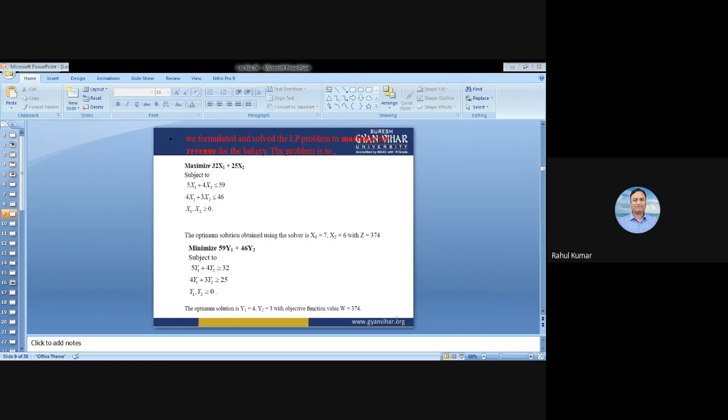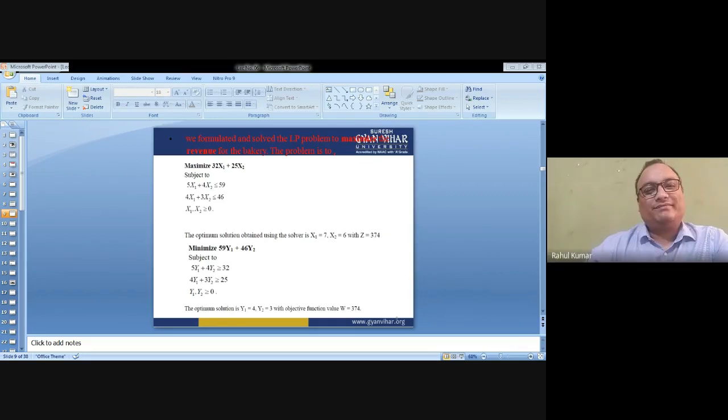The maximization and minimization functions have the same value. So this is a different question and this is a different question. Just do not relate these two values. So this is the one question, one example for this case.